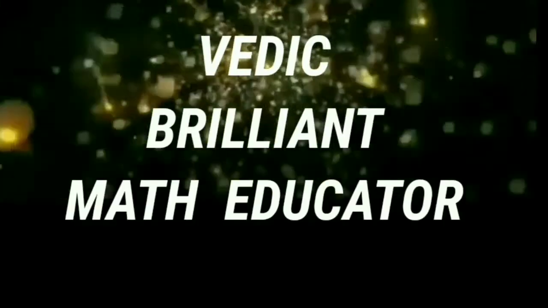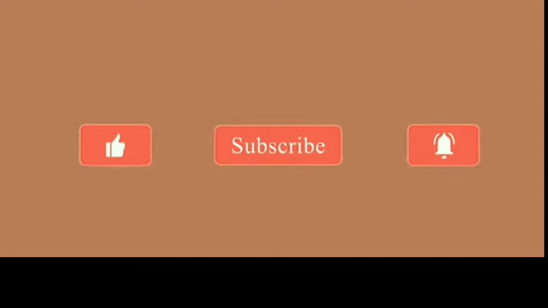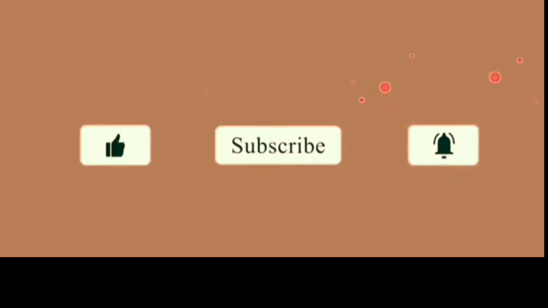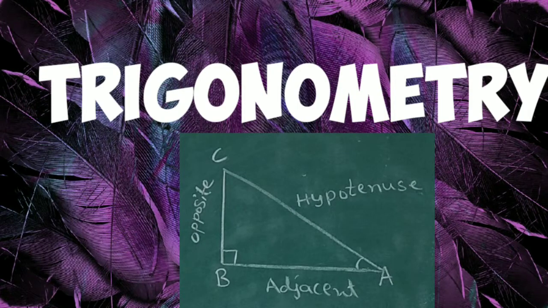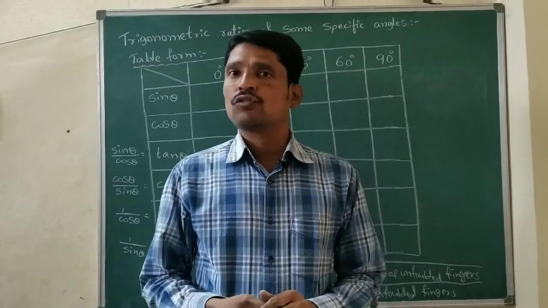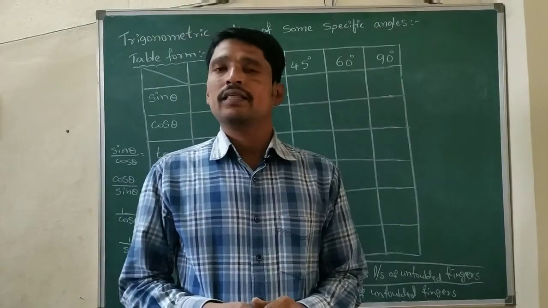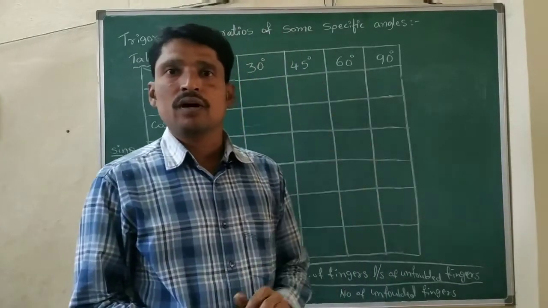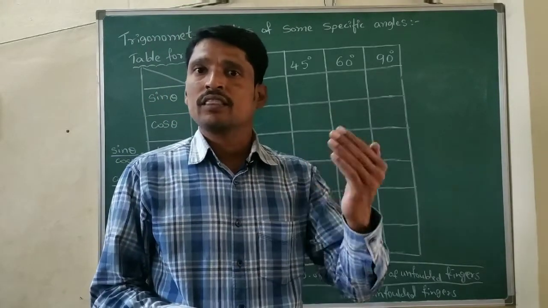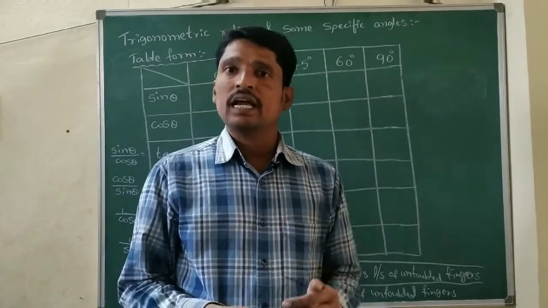Today we are going to discuss trigonometry, class 10. In the previous video, we have seen trigonometric ratios of some specific angles. In this session, we are going to discuss the tabular form of trigonometric ratios of some specific angles, that is 0 degrees, 30 degrees, 45 degrees, 60 degrees and 90 degrees.